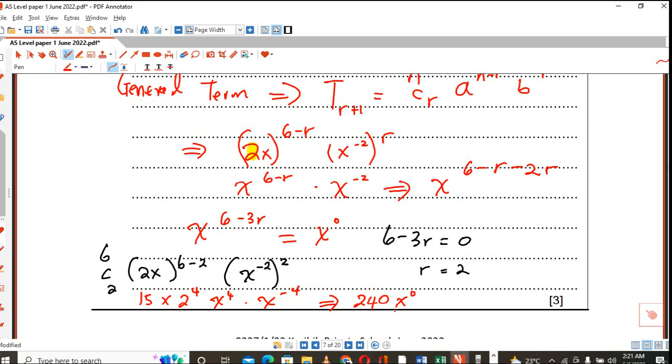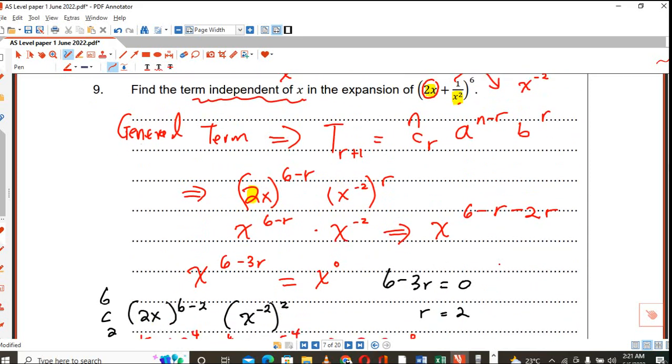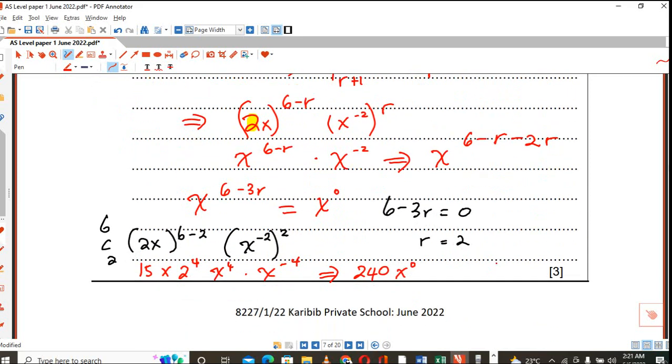And therefore, because the question is asking us to find the term independent of x, that term would be 240. That's the term that doesn't have variable x in it.